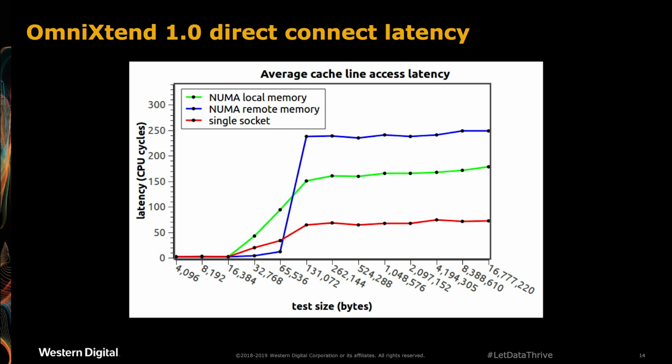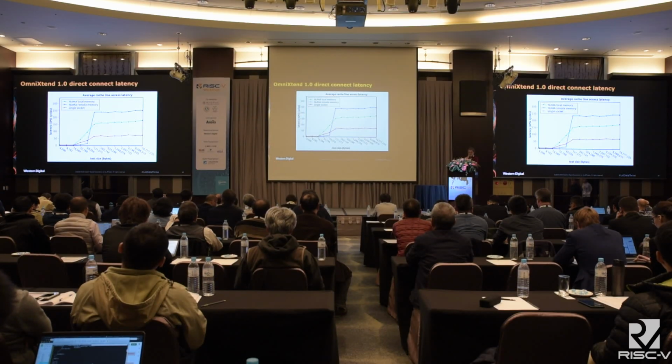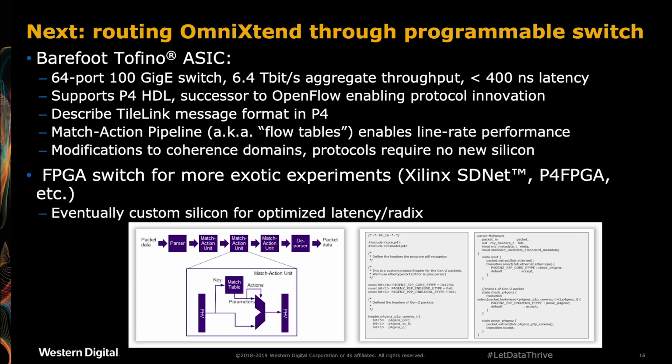But when you connect up to the other board, you increase your latency even to your local memory, because you have to query the other processor's caches. And then you end up with the memory latency added to that when you access the remote memory on the other board. So, routing OmniExtend through the programmable switch.